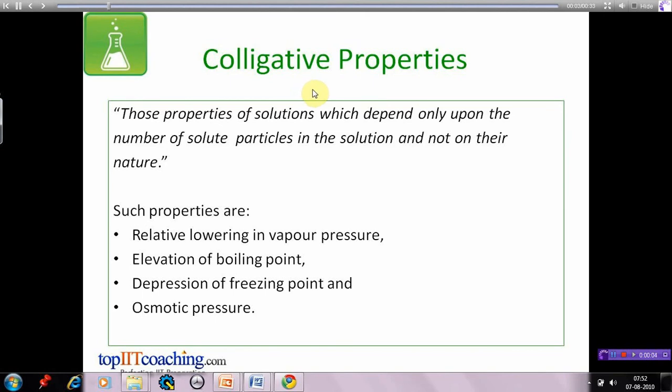Now the properties of solutions depend either on the nature of the particles of their components or on their numbers. So those properties of solutions which depend only upon the number of solute particles in the solution and not on their nature are known as colligative properties. They are relative lowering in vapor pressure, elevation of boiling point, depression of freezing point, and osmotic pressure. We are going to discuss these colligative properties one by one in our forthcoming slides.